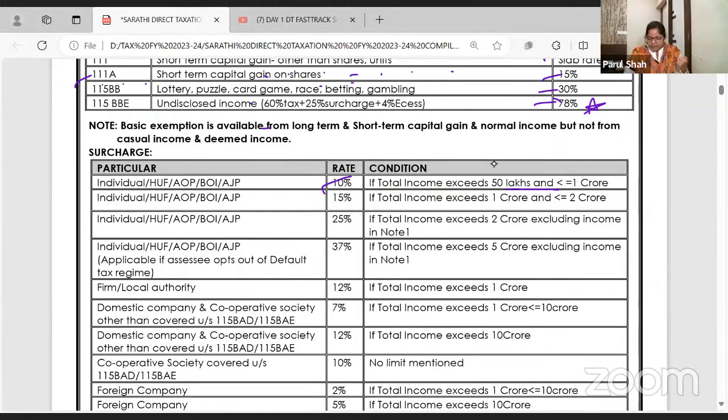Okay, right. Now, for individuals, HUF, AOP, BOI: if the total income exceeds 50 lakhs up to 1 crore, the surcharge is 10%. 1 crore to 2 crore, 15%. If total income exceeds 2 crore, excluding some special incomes I'll tell you about, then 2 crore to 5 crore is 25% surcharge. 5 crore and above, 37% surcharge.